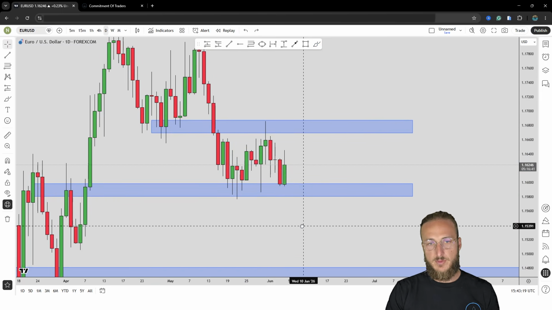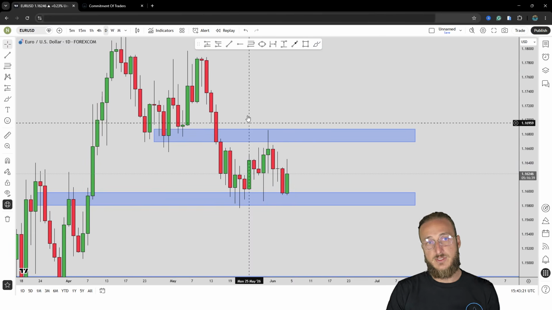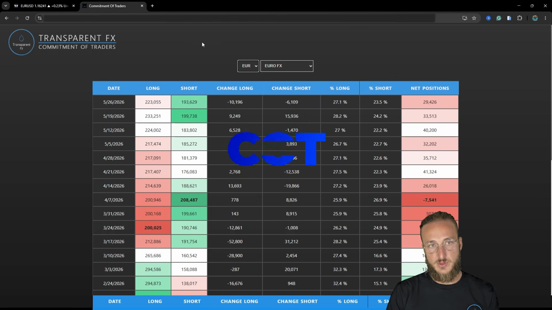But at the moment, what do we have? Well, before we dig deeper here from a technical perspective, first, let's go and see what we have when it comes to the commitment of traders. So what the big players in the market are doing. Now we have to keep in mind that the data for the euro is already reported against the USD. So by looking at the euro, we are already looking at EURUSD.